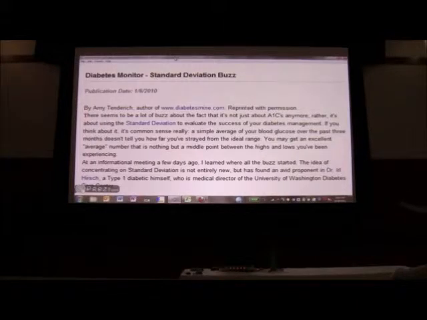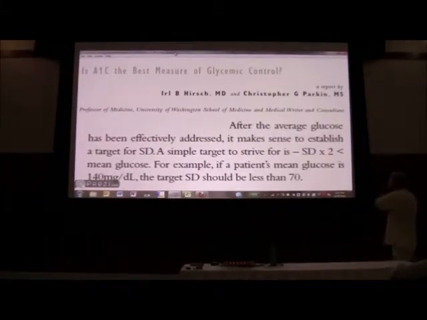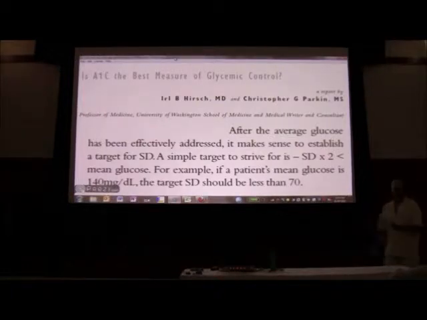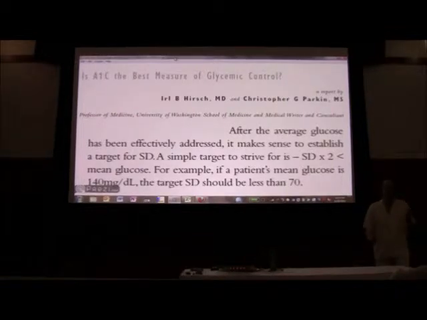If you think about it, it's really just common sense. A simple average of your blood glucose over the past 3 months doesn't tell you how far you strayed from the ideal range. You may get an excellent average, but it's nothing but just a middle point. So Dr. Hirsch, a diabetic himself, suggested, just from empirical data, that you should take the standard deviation of your blood glucose times 2, and that should be less than your mean glucose. For example, if a patient's mean glucose is 140 milligrams per deciliter, the target standard deviation should be less than 70.